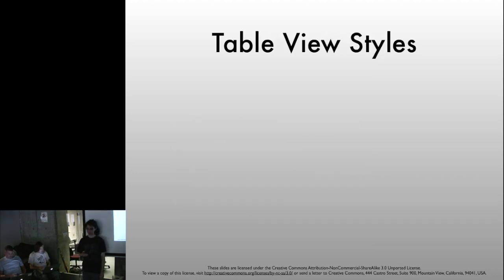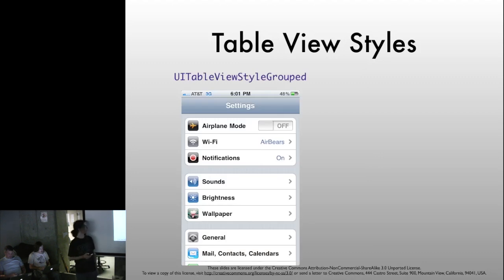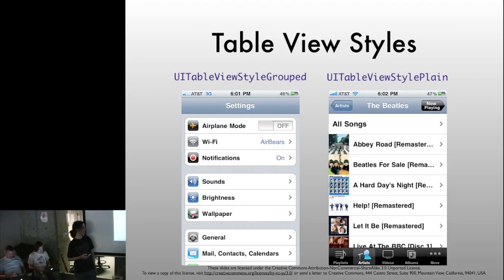There are two styles of table views. There's the kind that you see in Settings where they're grouped, and you have a shaded background. And there's the kind you see in the iPod app where there's just a great big list. This is actually not the best comparison because there are no groups on the right side, but anyway.